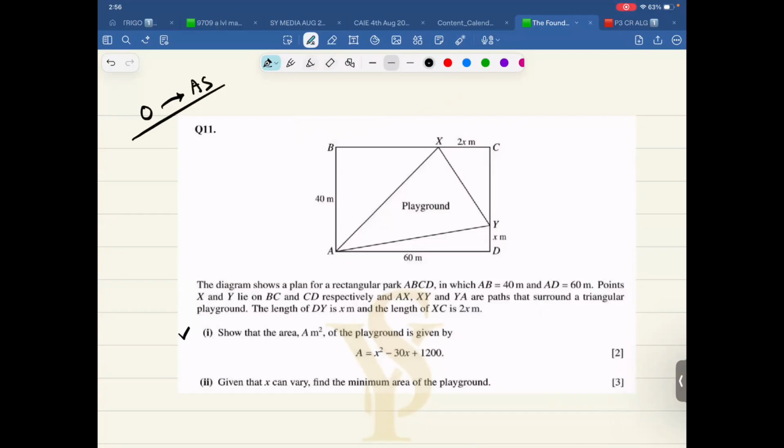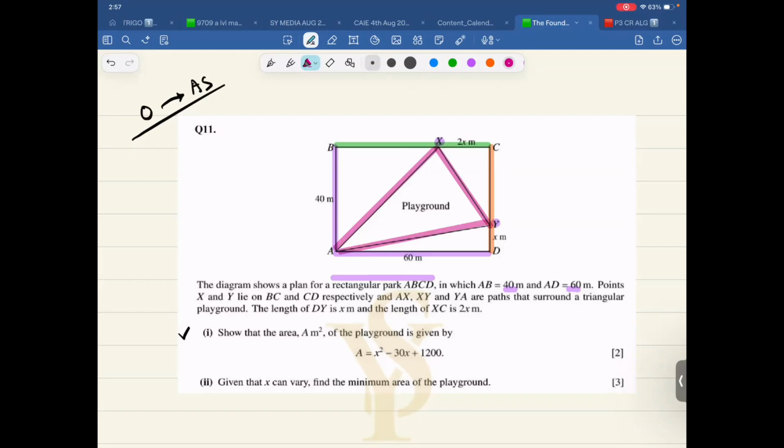Now the question says, let me highlight stuff. It says the diagram shows a plan for a rectangular park ABCD. So this is a rectangle 40 by 60. This is a park in which AB is 40 and AD is 60. Points X and Y. This is point X. This is point Y. They lie on BC and CD respectively. So this is BC and this is CD respectively. And there is a playground over here. That is a triangular playground.